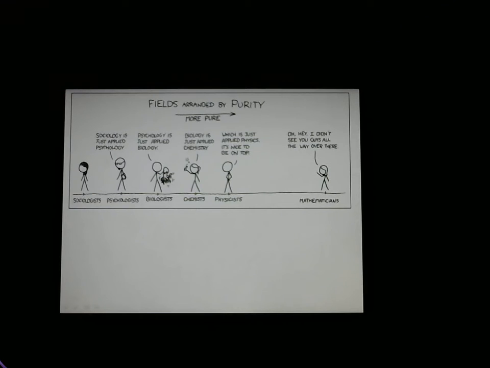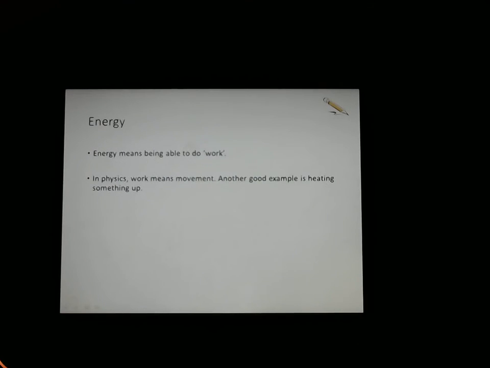In fact, black holes, you've probably all heard of those. They were predicted by a mathematician well before we ever observed one, because the math said, hey, there's probably something out there that sucks up all light. So mathematicians are a bit more pure, but the physicists like to say, no, you guys are just too abstract. So, let's get into the topic.